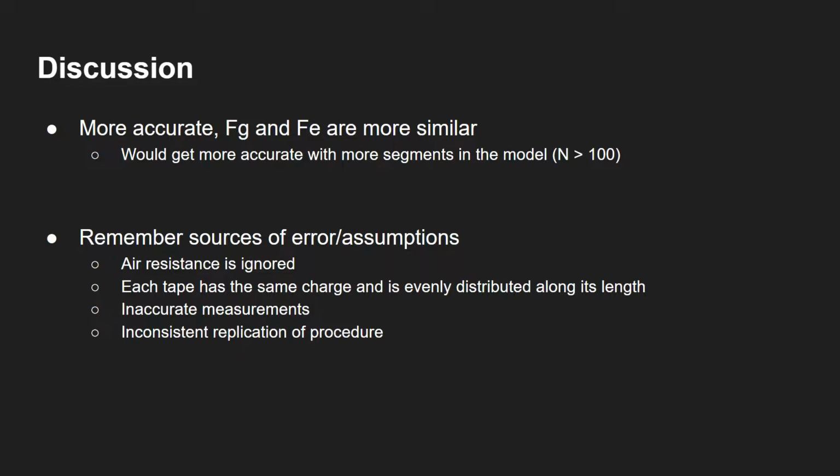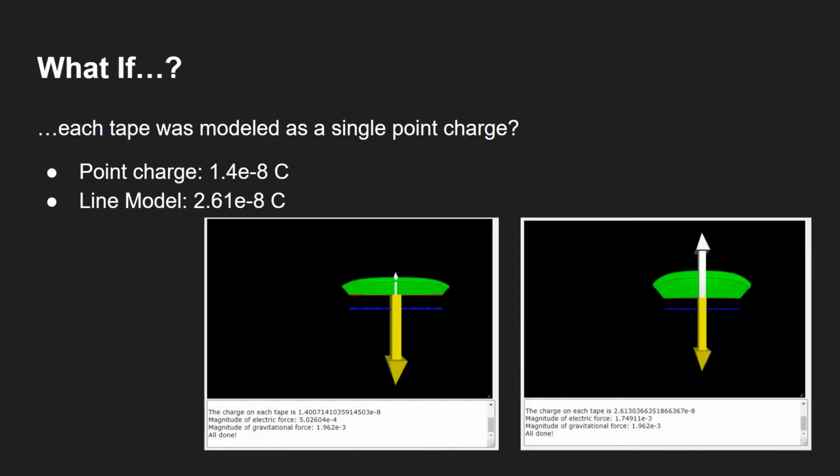And then remember the sources of error that affect accuracy, such as assuming that each tape has the same charge and it's evenly distributed. Now, what if each tape was modeled as a single point charge? As you can see here, with a point charge of 1.4e-8 coulombs, as calculated in Lab 1, the magnitudes of the electric force and the gravitational force are very, very different, with the gravitational force severely outweighing the electric force.